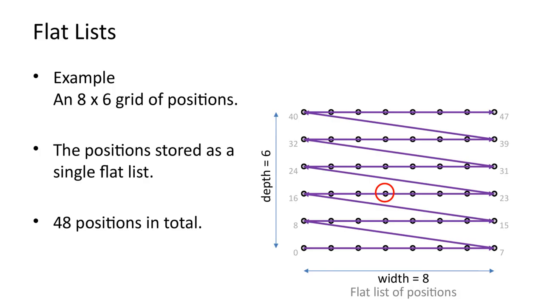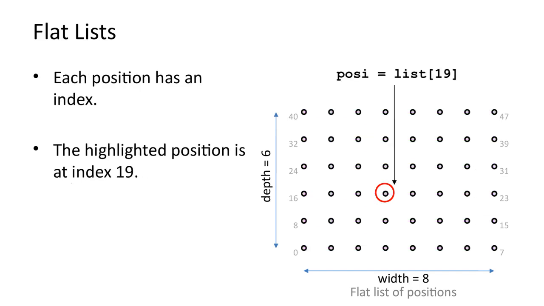For the remainder of this video, we will focus on flat lists, since they are the most common data structure. Note that the term flat refers to the data structure. It does not mean that it has to be flat in 3D space. In fact, the positions can be any shape. In the example, we can see a flat list containing 48 positions. The positions form an 8 by 6 grid. We can think of the grid as having a width of 8 and a depth of 6.